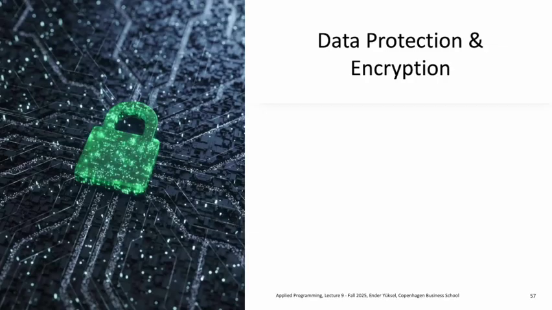Protecting sensitive data is one of the most important aspects of web application security. This includes things like passwords, personal information, and authentication tokens. Let's start with encryption. Encryption is the process of converting data into a format that can't be read without a special key. For example, if you store a user's password, you should never save it as plain text. Instead, you hash it using a one-way algorithm like SHA-256 or bcrypt. ASP.NET Identity handles this automatically.